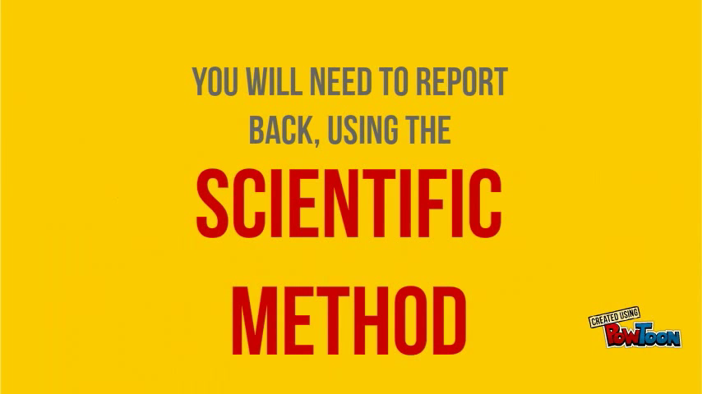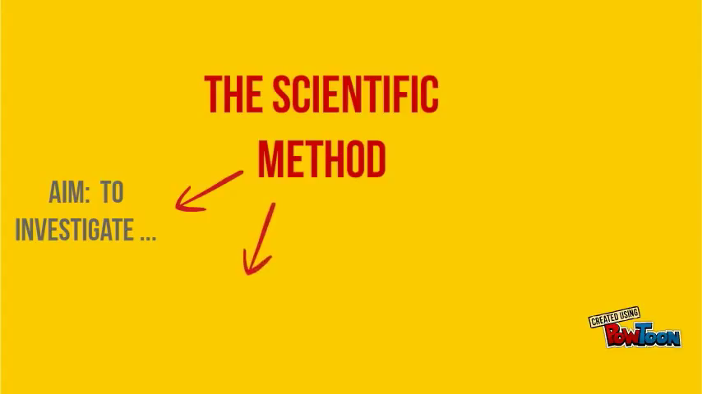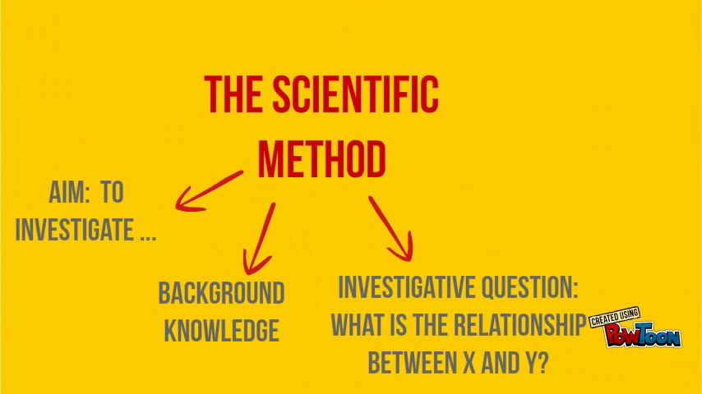You will need to report back using the scientific method. The scientific method has 7 phases. Before you start your investigation, you need to write down what you aim to do, and then do lots of research regarding your topic. Once you have an idea of what will and what won't work in your project, you can construct an investigative question according to the format shown.